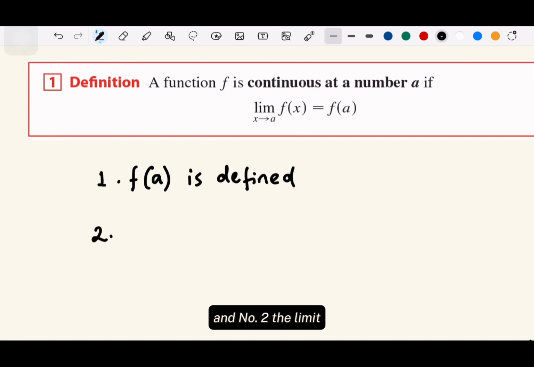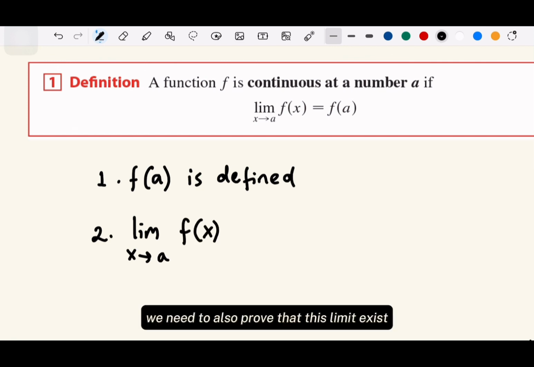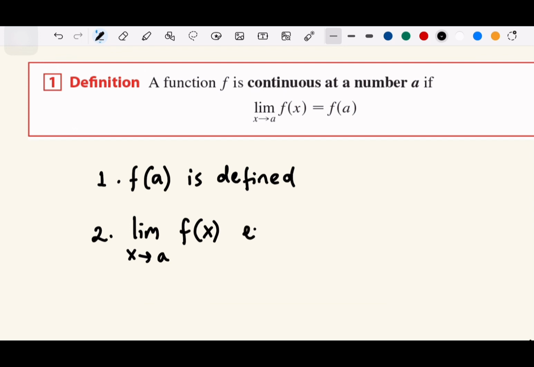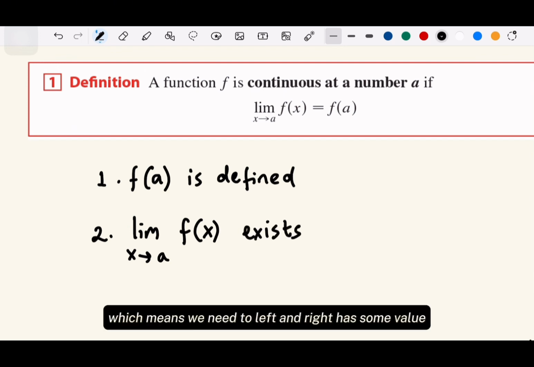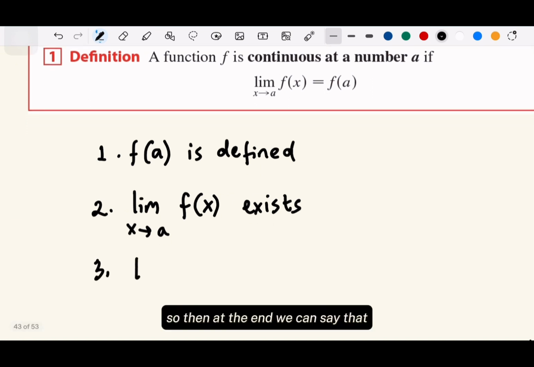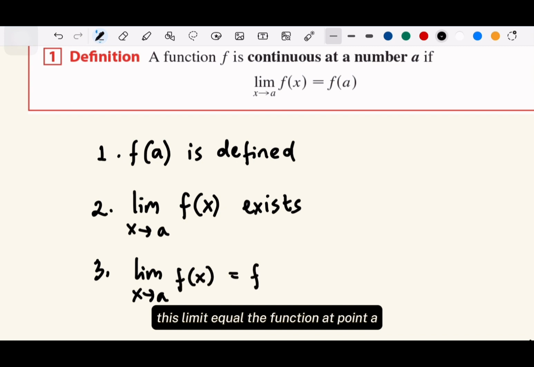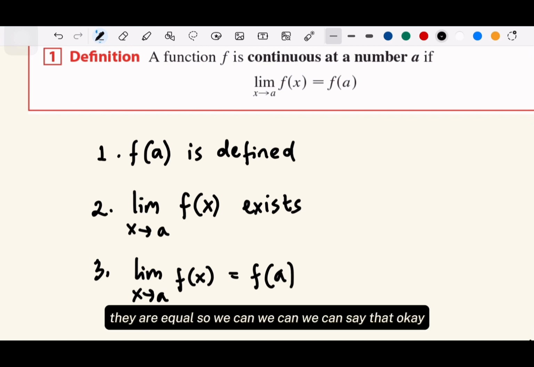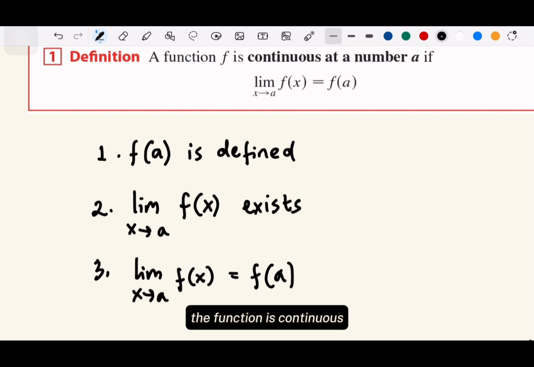And number two, the limit as x approaches a of f(x). We also need to prove that this limit exists, which means the left and right limits have the same value, and then we say it exists. Then at the end, we can say that this limit equals the function at point a. They are equal, so we can say that the function is continuous.